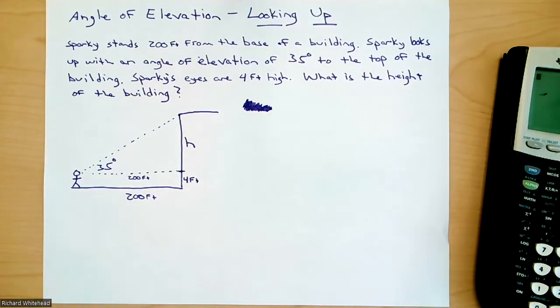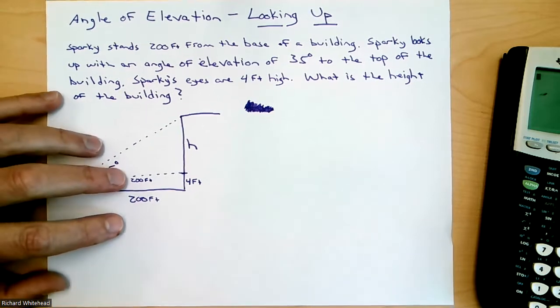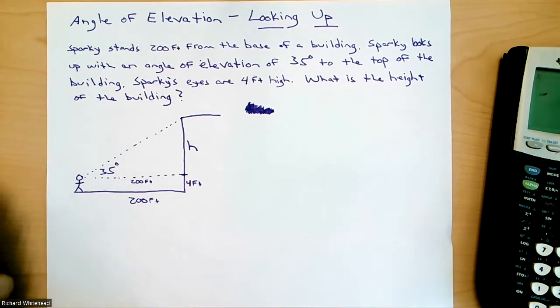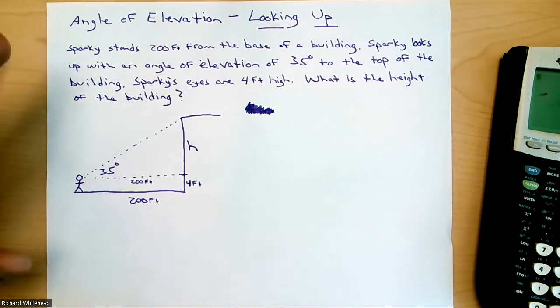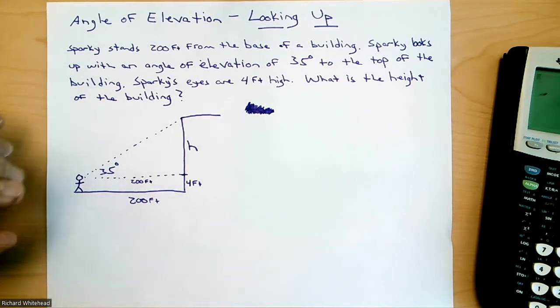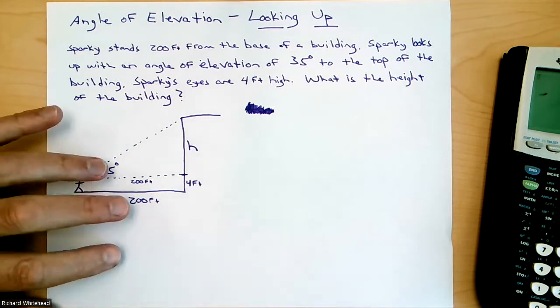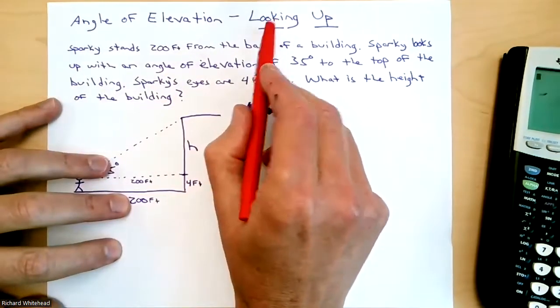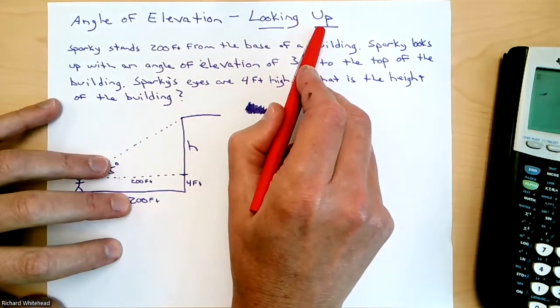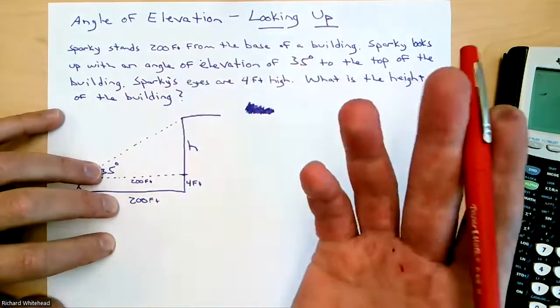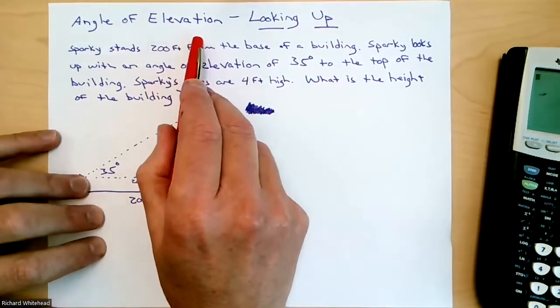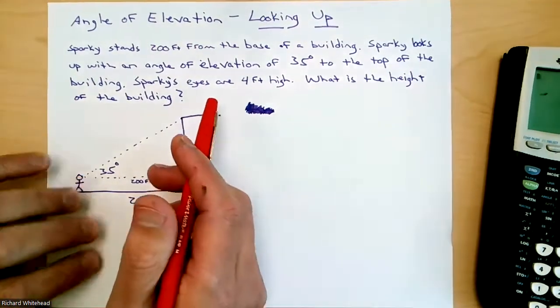Okay, let's talk about some applications, aka word problems. So we're going to have two common kinds of word problems. Problems dealing with angle of elevation. Angle of elevation is when you're looking up or going up. Angle of depression is obviously going to be looking down. We'll get to that. So let's talk about a problem here.